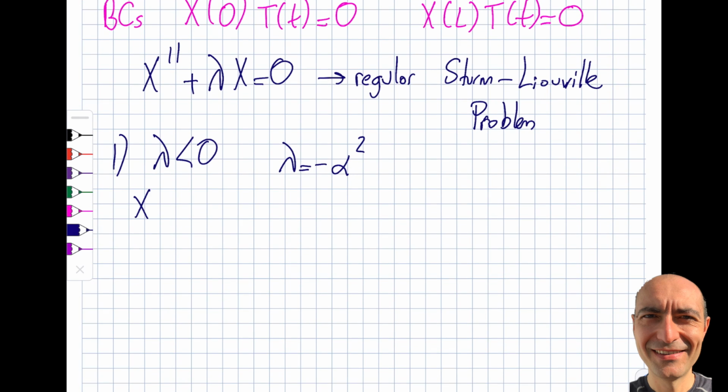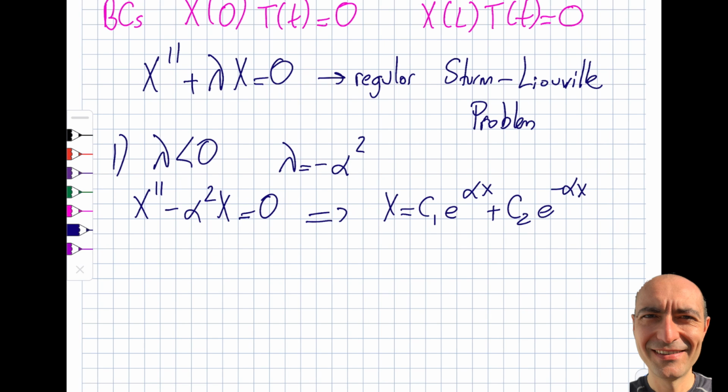So when all is said and done, I have X double prime minus alpha squared X is equal to 0. From here you can see that if I write the auxiliary form, again it's in the video on the Sturm-Liouville problem, I get m squared minus alpha squared is equal to 0. So from here you get X to be c1 e to the alpha x plus c2 e to the minus alpha x. I have to apply my boundary conditions.